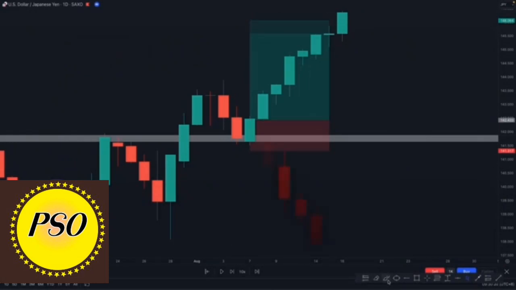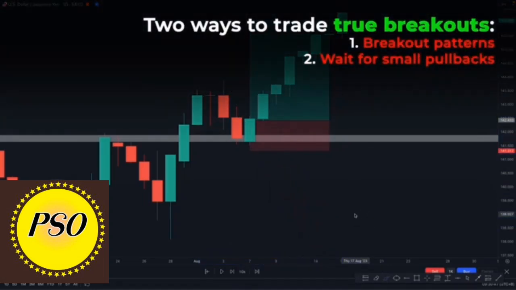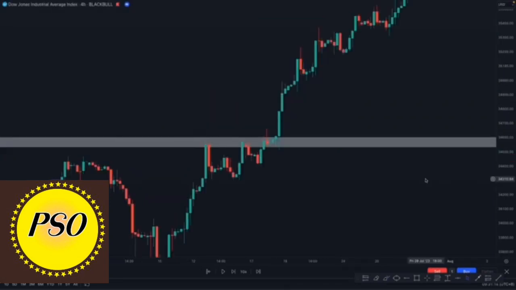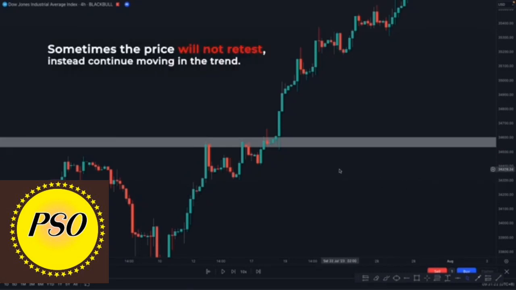If it's a reversal, price can easily just go back down like this, but no, it's a shallow retest. So yeah, two ways you can trade your true breakouts is either to wait for a breakout pattern or wait for price to make a small retest to the key level. Now with that said, bear in mind that sometimes price will not even retest or show any breakout pattern. It will just break out of the key level and continue going in that direction.